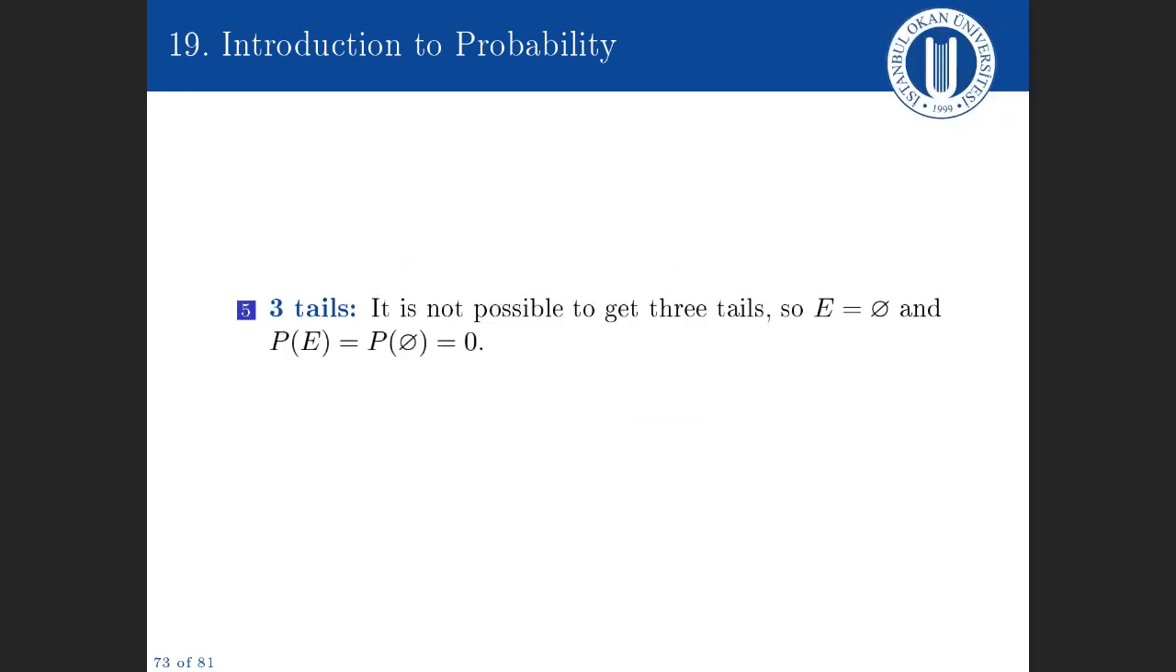And then question 5 was, what is the probability of getting 3 tails? It's not possible to get 3 tails if we only have 2 coins. So our event E is going to be the empty set. And the probability of the empty set is always 0. It's not possible to get 3 tails.